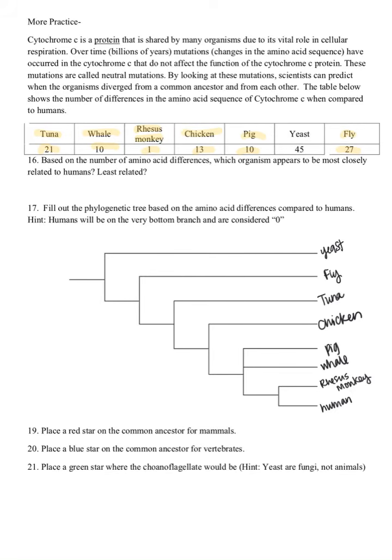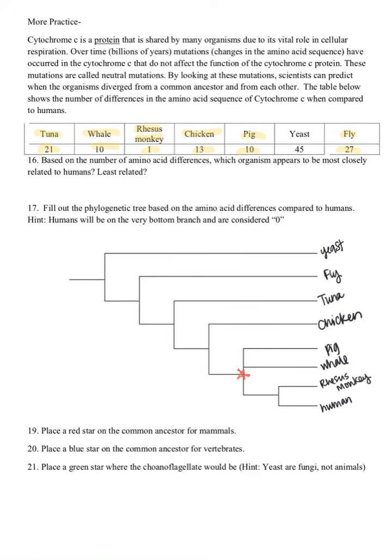And then we're done. Now, there are a few more questions or prompts that it wants you to complete. So number 19 says to place a red star on the common ancestor for mammals. So looking at my options here on my phylogenetic tree, I know humans are mammals, monkeys are mammals, whales are mammals, pigs are mammals, chickens are not. So my common ancestor for the mammals is going to be where it branches off that contains all of the mammals, but none of the other ones. So I'll place a star here.